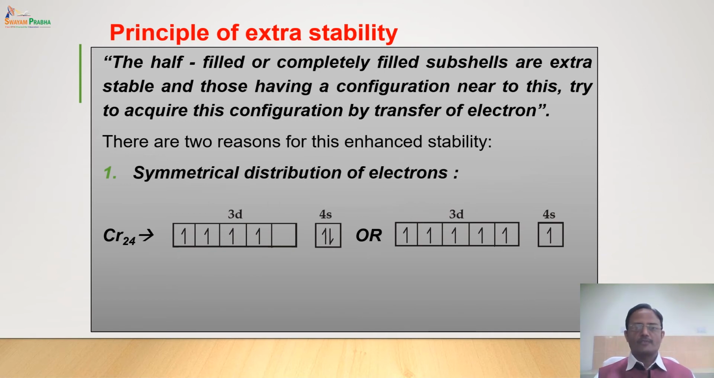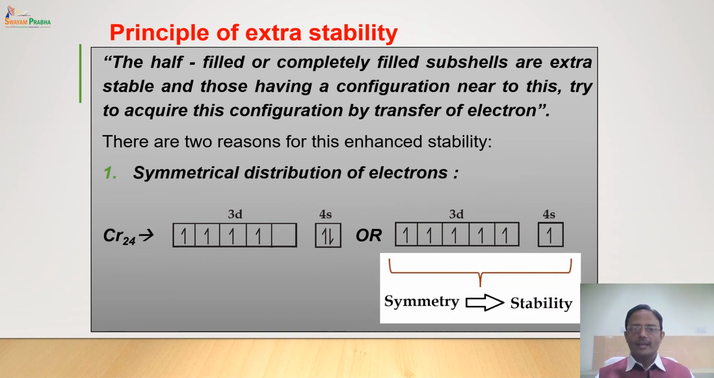The first reason for extra stability is symmetrical distribution of electrons. Chromium 24 can have two configurations. It can have 3d4, 4s2 or 3d5, 4s1. Now if it has 3d4, 4s2 configuration, it is less symmetrical, whereas 3d5, 4s1 is more symmetrical, and we know that symmetry leads to stability. That's why 3d5 configuration is more stable as compared to 3d4.